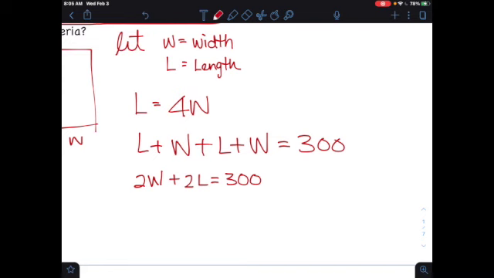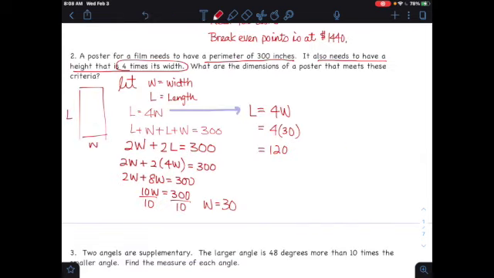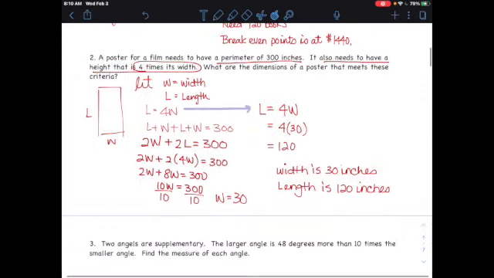Please pause the video, solve it, and we'll talk about our answer. L is 120 and W is 30. For the answer, you should write down the width is 30 inches and the length is 120 inches. Let me write that down. Example number 2 needs the setup picture, a let statement telling me what the variables stand for, a set of equations, solve it, and answer the questions.